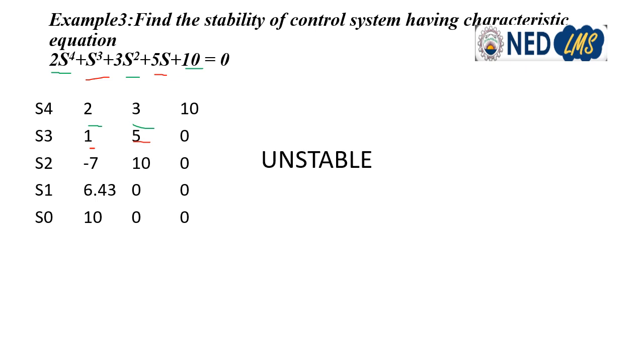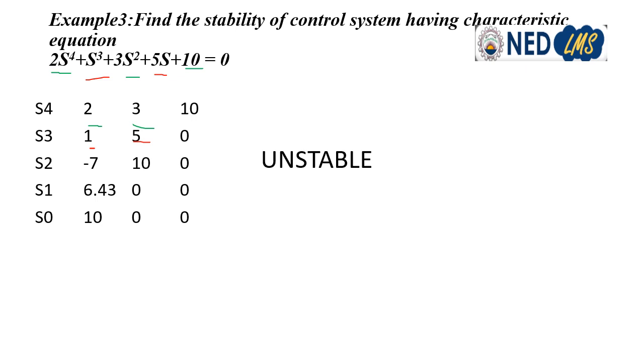So 1 into 3 minus 5 into 2 upon 1 is minus 7, that is 3 minus 10 is minus 7. 1 into 10 minus 2 into 0 is 10, and then we have solved minus 7 into 5 minus 10 upon minus 7. This will be 6.43, and this is 6.43 multiplied by 10 minus 0 multiplied by minus 7, upon 6.43. So the answer will be 10.